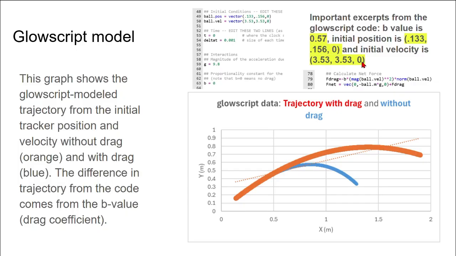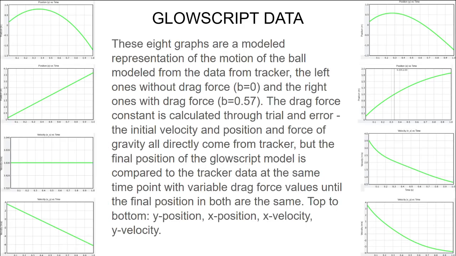The GlowScript data is shown here in order going down: the y position versus time, the x position versus time, the velocity of x versus time, and the velocity of y versus time. On the left side you see with no drag force, and on the right side you see with drag force. You can tell that the velocity has a curve in it when there is a drag force, whereas when there's not, there's no curve, and they're all straight lines. The position of y is a normal parabola without drag force, and with drag force it's not a very perfect parabola.